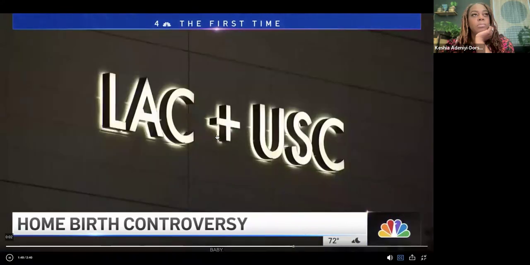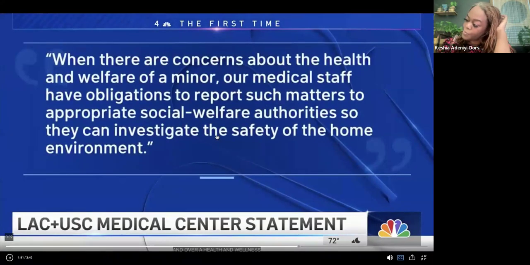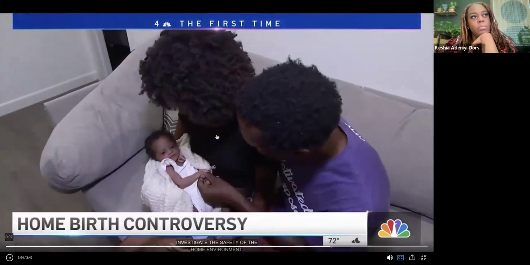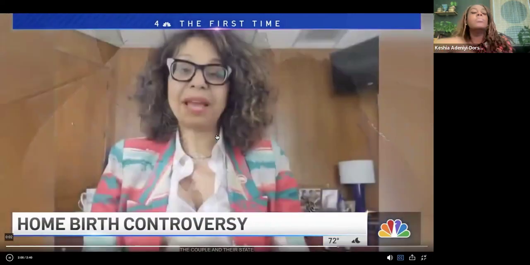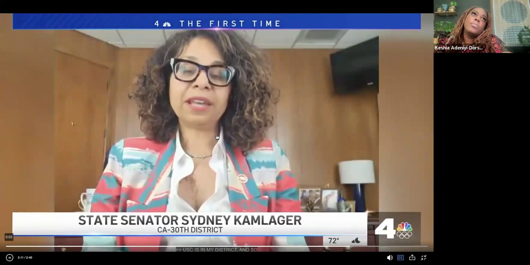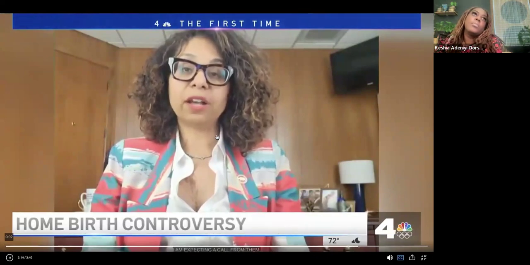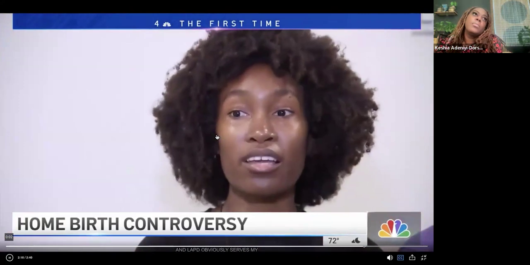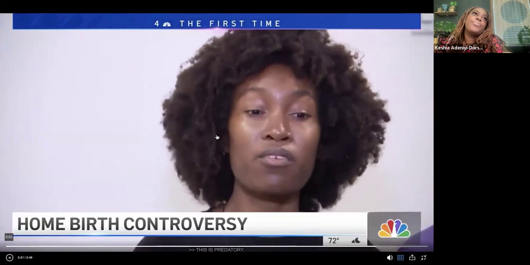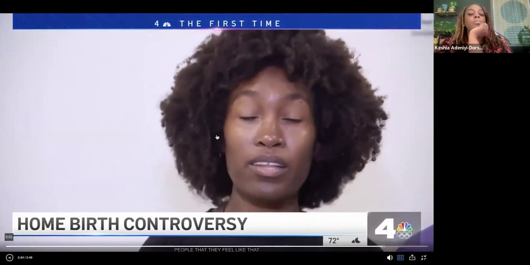LA County USC Medical Center issued this statement. When there are concerns about the health and welfare of a minor, our medical staff have obligations to report such matters to appropriate social welfare authorities so they can investigate the safety of the home environment. The couple and their state senator dispute such concerns. USC is in my district, and so I am expecting a call from them. And LAPD obviously serves my district, and I'm expecting a call from them. This is predatory. They are just going for people that they feel like they can victimize, and they didn't know who they was dealing with. We're not letting that slide.